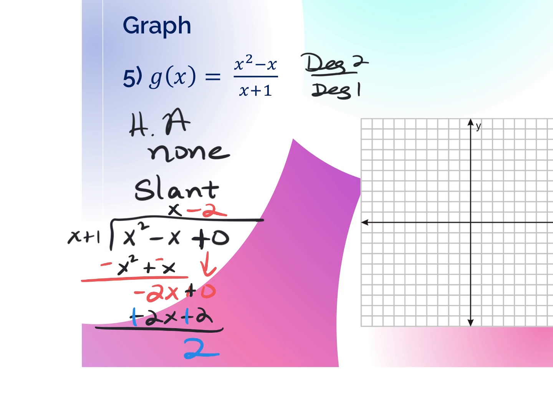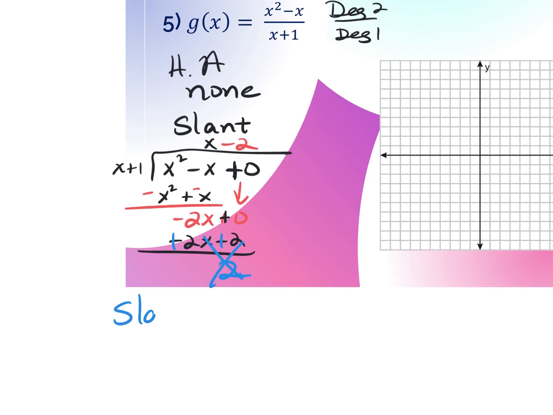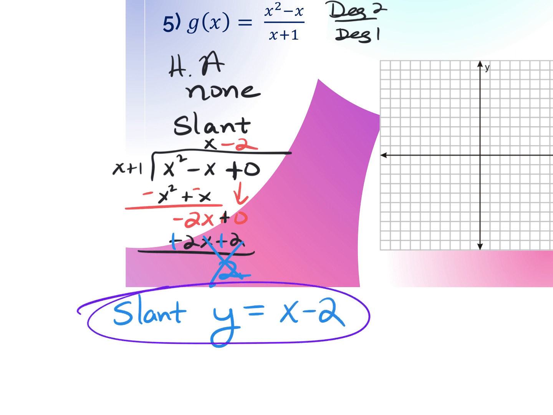For the slant, we do not use the remainder, so my equation for my slant asymptote this time is y equals that quotient, x minus 2. I'm going to go ahead and graph this one in purple.